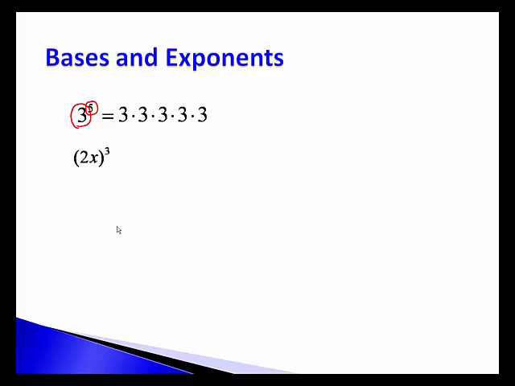The base doesn't always have to be just one number. In this case, the base is 2x, and the exponent is 3. It still means the same thing. It means that I have 2x multiplied times itself 3 times.